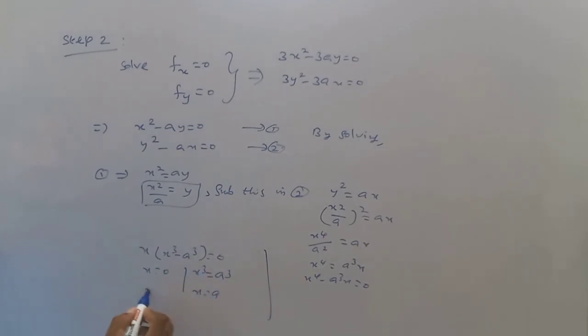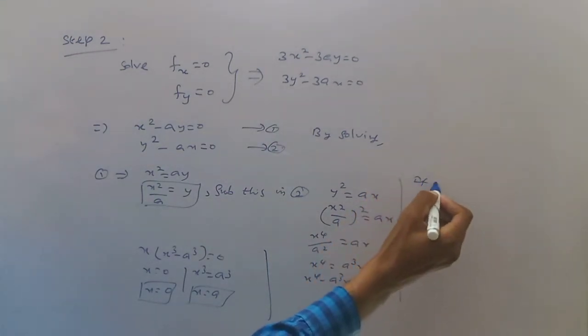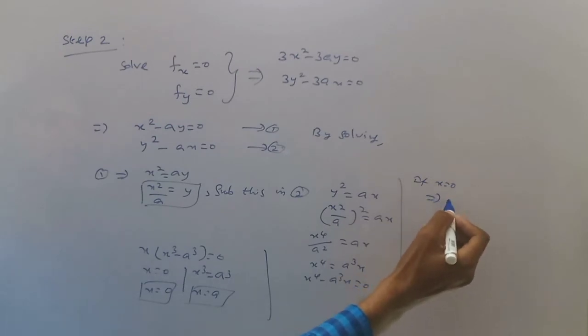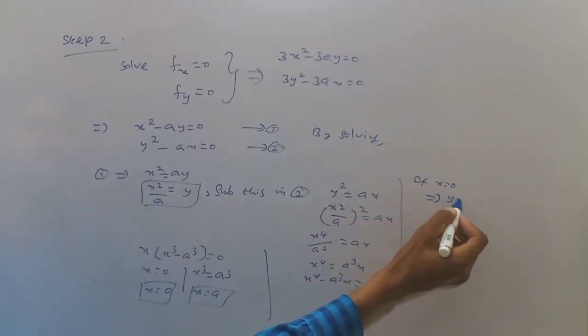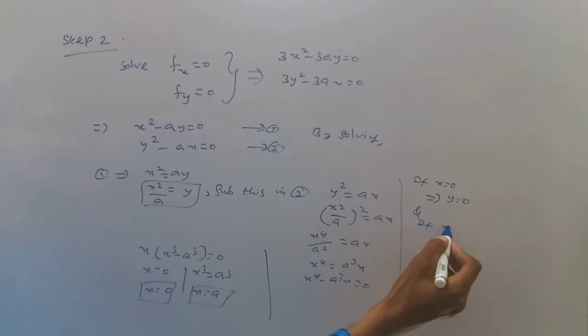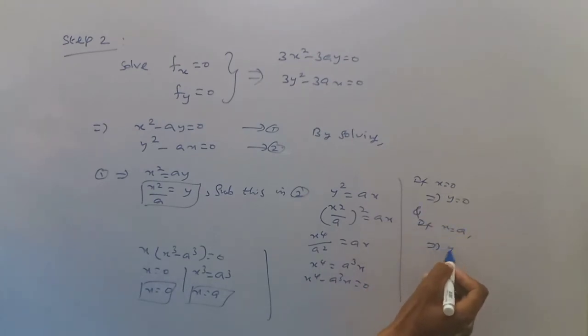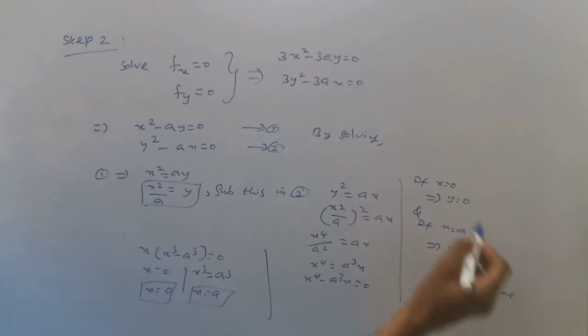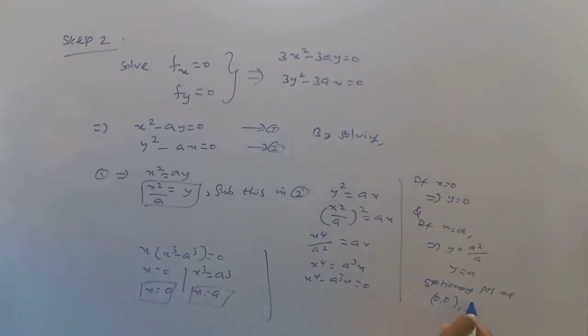So x equal to 0 and x equal to a. Now if x equal to 0, what will be y? If x equal to 0, y also 0. And if x equal to a, what will be y? a square by a, that means y equal to a. Therefore stationary points are 0, 0 and a, a. So these two are the stationary points.